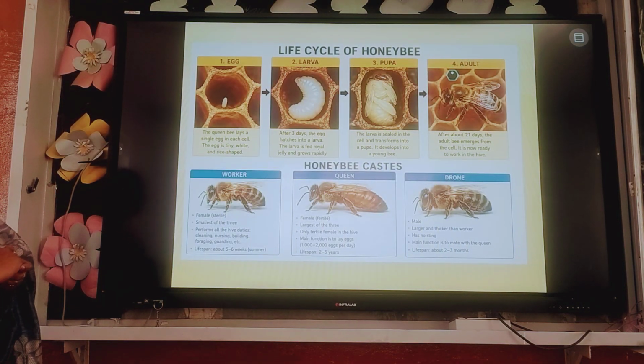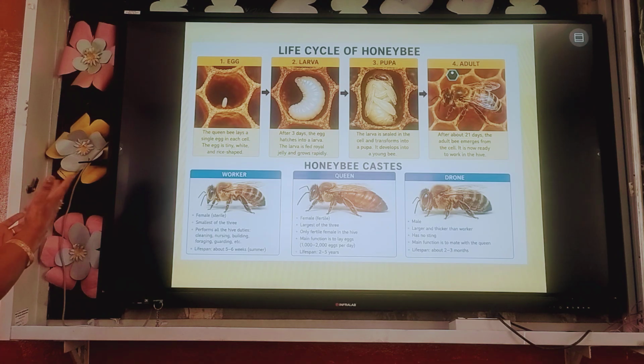Again, repeating through the diagrams, you can summarize and learn about the different castes, the social organization of worker, queen and drone, and the different stages of egg, larva, pupa and adult.